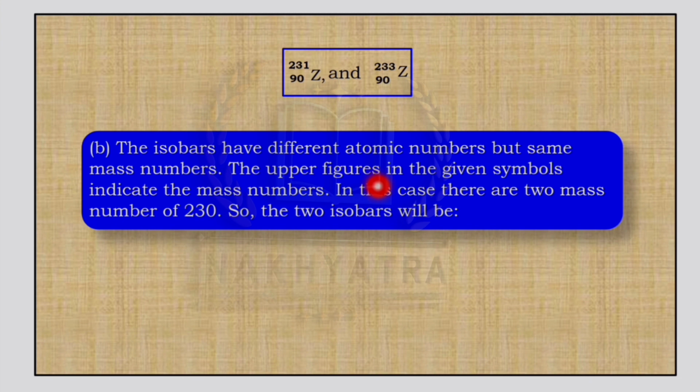For finding the isobars, they have different atomic numbers but the same mass numbers. The upper figures in the given symbols indicate the mass numbers. From the four options we can see that there are two with mass number 230. So these two are the isobars.